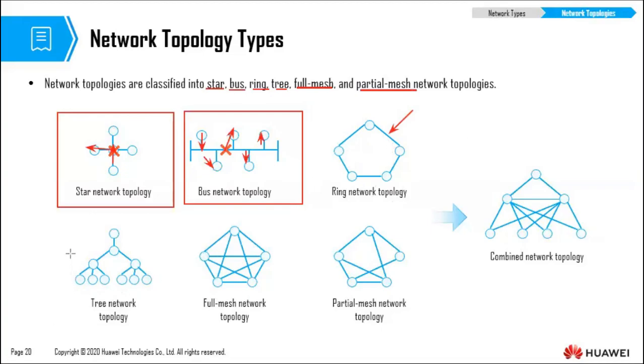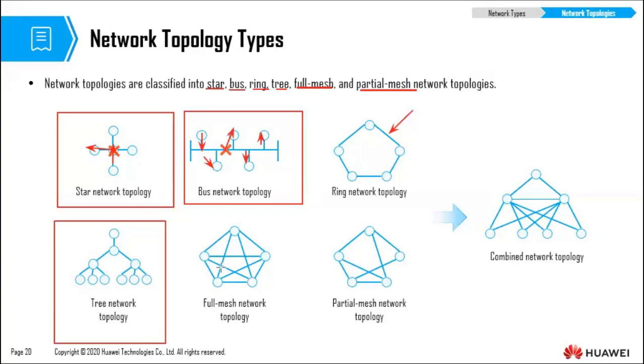Then you have the tree. The tree topology is almost like the star, only that now it trickles down. Okay, so this is the tree topology. The tree topology is a hierarchical star structure. And that is what we use most often, only that we provide redundancy. But you can see the layers, the hierarchies.